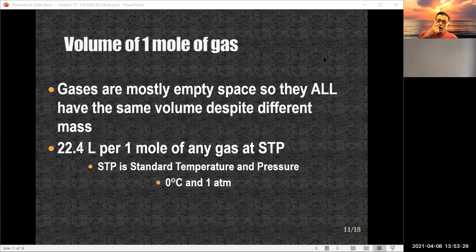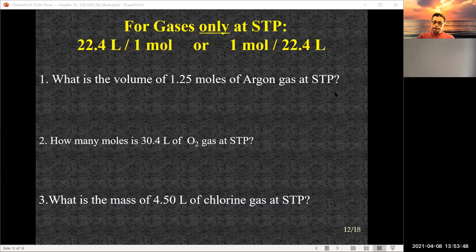All right, so gases are mostly empty space, we know, but at that temperature and at that pressure, they occupy a volume of 22.4 liters for any gas at STP, any gas. Here are the ratios that we can set up, either liters in the denominator or liters in the numerator. And we go about the problems no different than before. We analyze the problem, break it down. It says, what is the volume? So those are the units we're looking for.